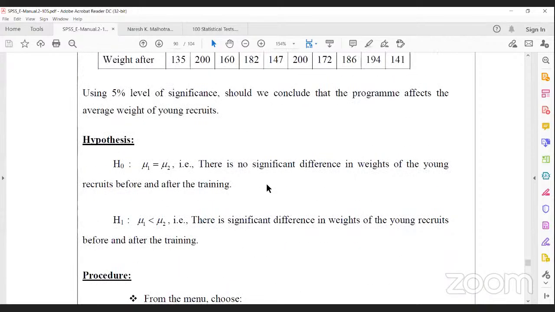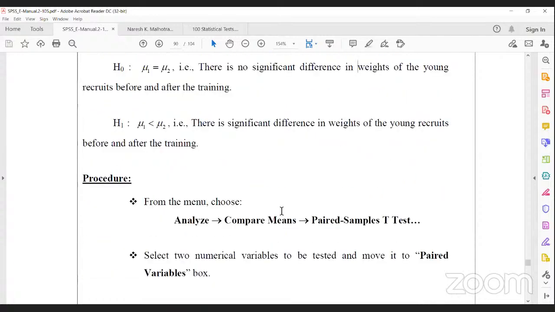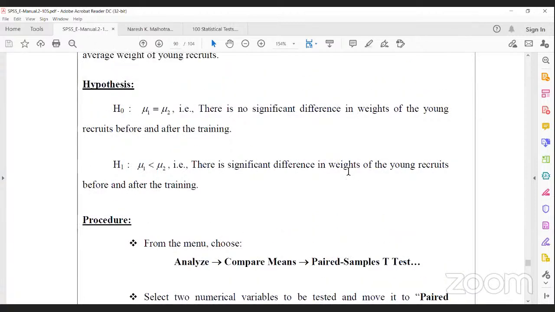Average. Yes, average. Okay, very good, very good. You are closely monitoring the things. Thank you so much. And this is the alternative hypothesis.